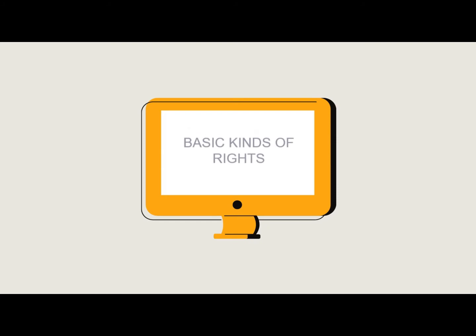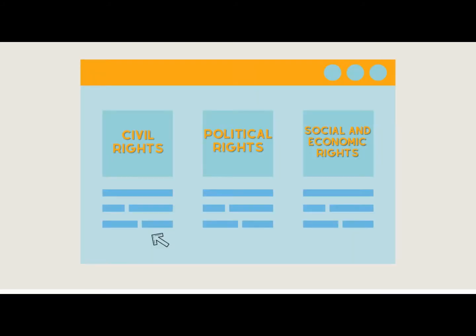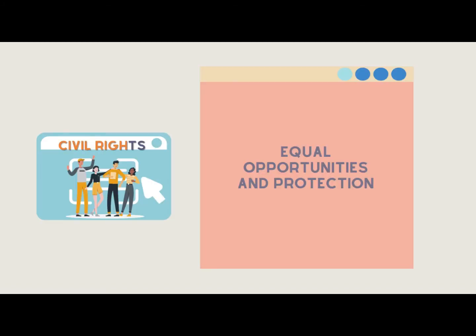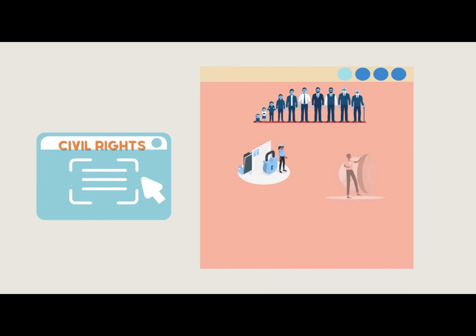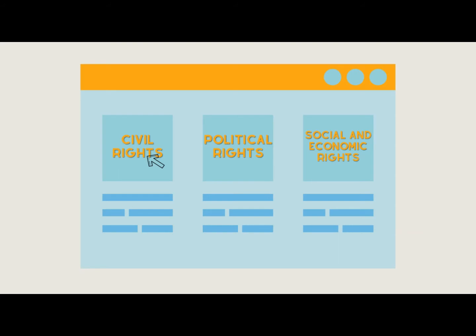Here, Studybuds, are some of the basic kinds of rights with some of their examples. Civil rights. These are rights that guarantee individuals equal opportunities and protection under the law, despite diversity in race, religion, nationality, or personal characteristics. These include the right to life, right to safety, right to privacy, right to education, and freedom of press.